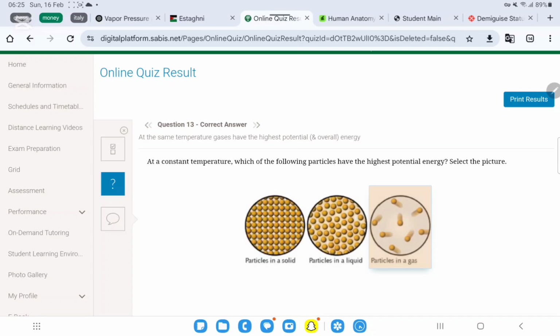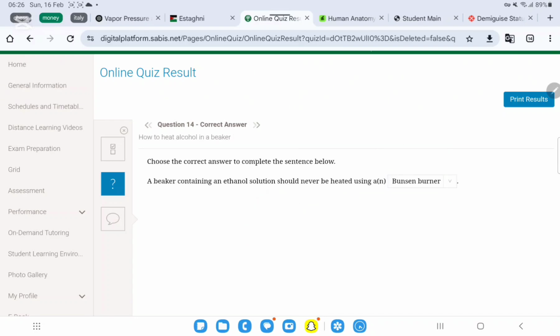The gas particles have the highest potential energy. That's it, you just need to memorize it. Gas particles have the highest potential energy. That's it. We also said this for the periodic and last week's CA.